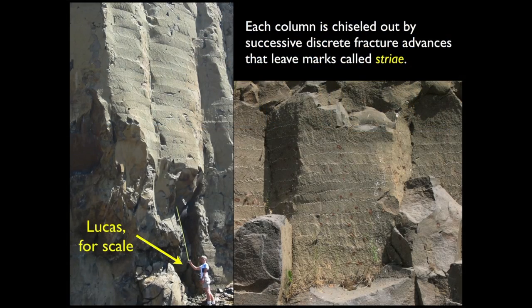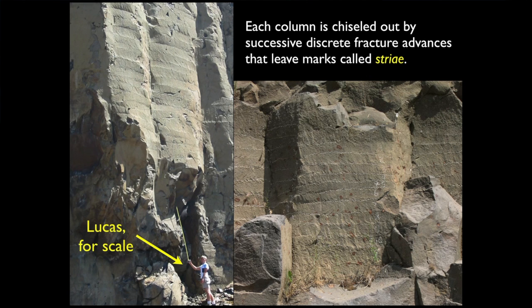And as each little crack advances, it leaves a mark on the side of the column. And these marks are called striae. I hope I'm pronouncing that right. That's how I say it anyway. And so if you look at a reasonably fresh column, you can see it's marked on the side by these little horizontal lines. And this represents a fracture advance. Jump, jump, jump, jump.